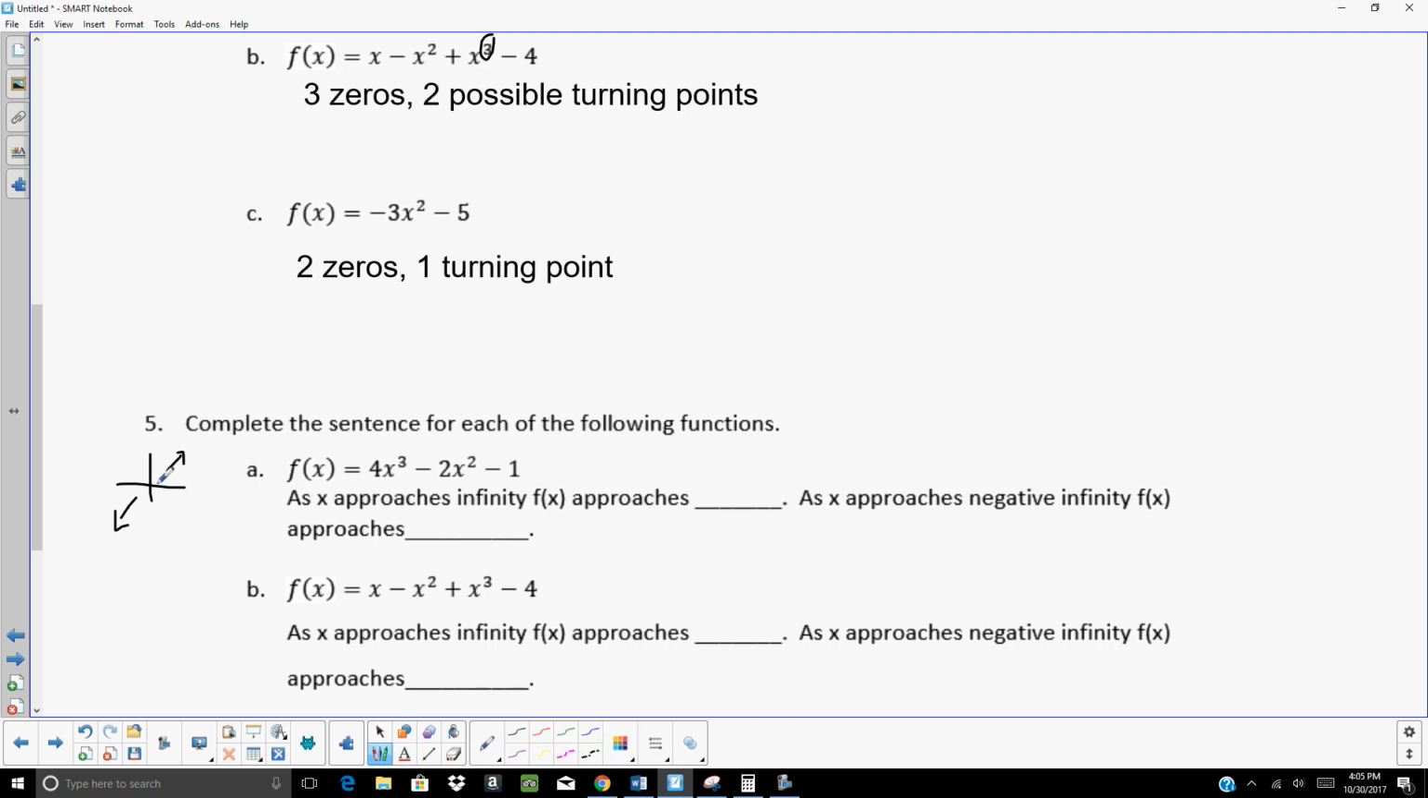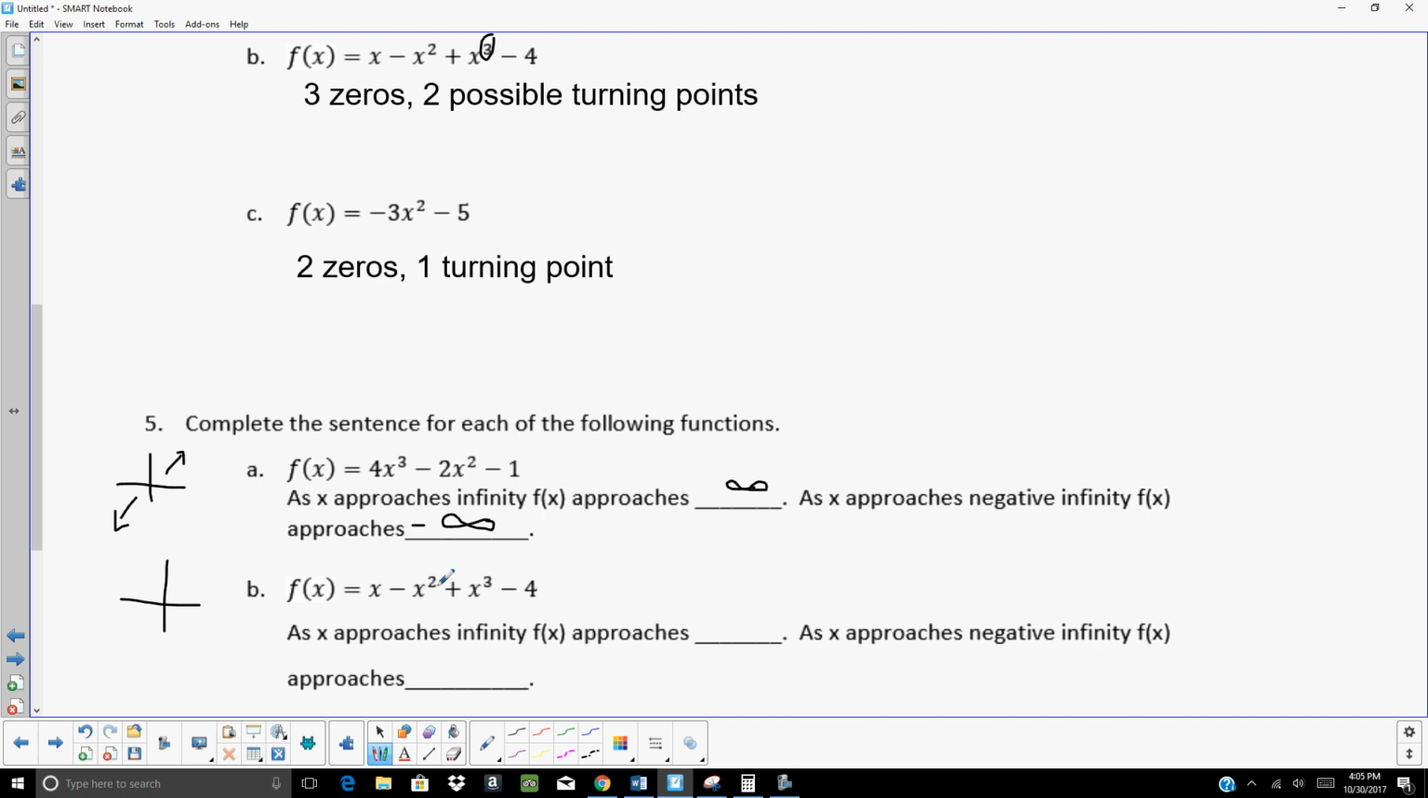So as x approaches infinity, f of x, which is just y, approaches infinity because it's going up. As x approaches negative infinity, f of x approaches negative infinity because my y values are going down. All right. B is also a trick question again.